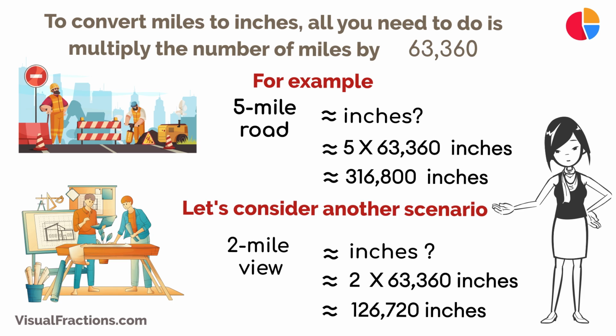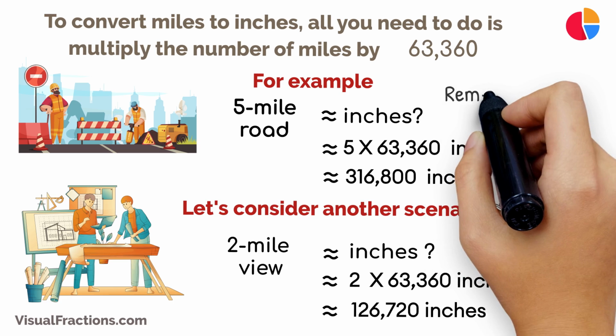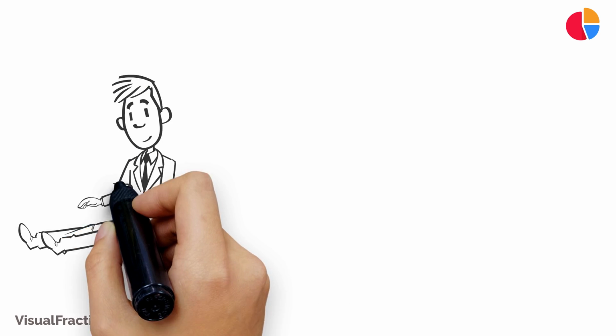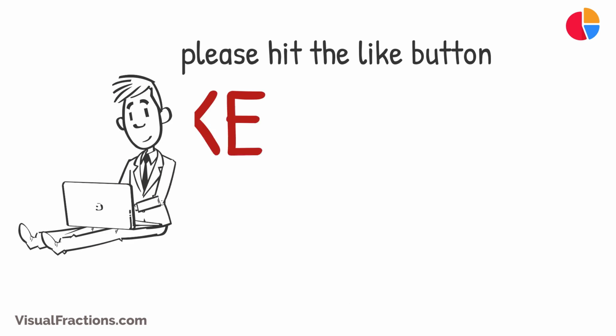Converting miles to inches is a simple process. Remember that 1 mile equals approximately 63,360 inches. With a bit of practice, you'll become skilled at making this conversion, allowing you to work with distances on a smaller scale.